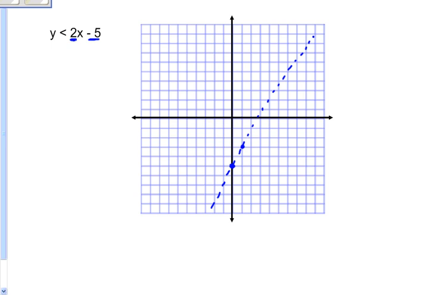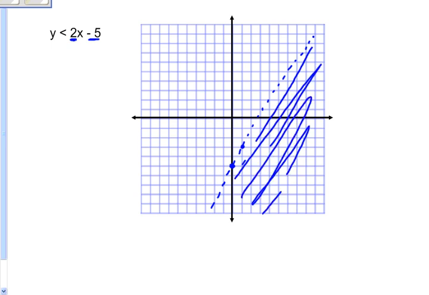And then it's a less than, and less than we shade down. Okay, so I take my graph and I start shading down. And once you do that, that's the answer. Any linear inequalities must always be graphed in order to see what the solution is, because the solution is not simply just a line or just a point, it's an entire area.